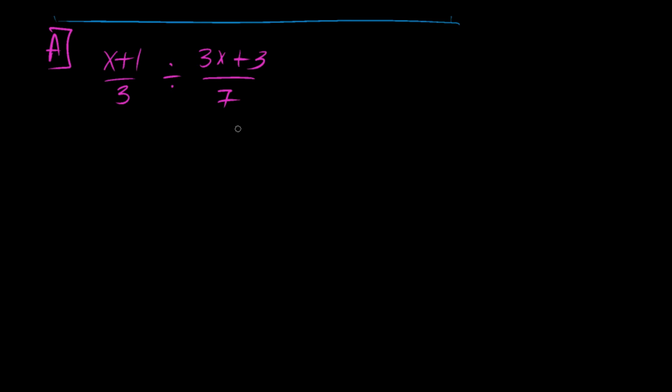When you divide fractions, you take your first fraction, change the division sign to a multiplication sign, and then invert the second fraction. So if it's written horizontally like this, you would invert this second fraction and change the division sign to a multiplication sign. Now there are times when this can be written vertically. You could have x plus 1 over 3, a big division sign, and then 3x plus 3 over 7.